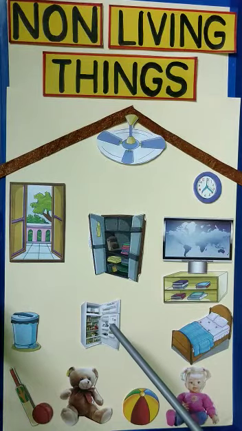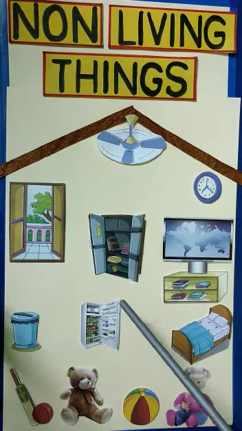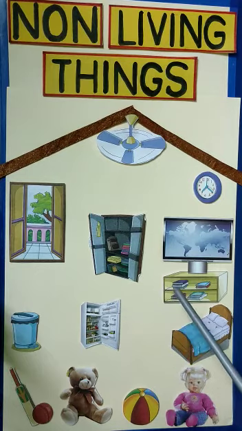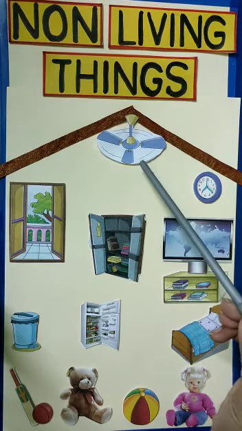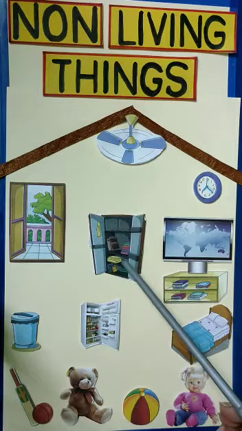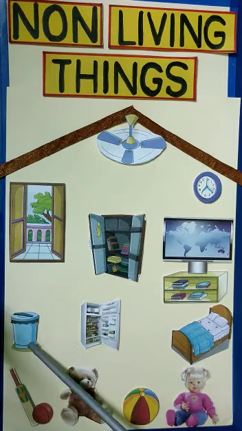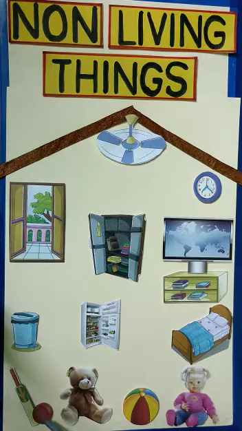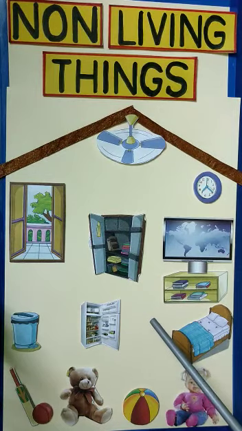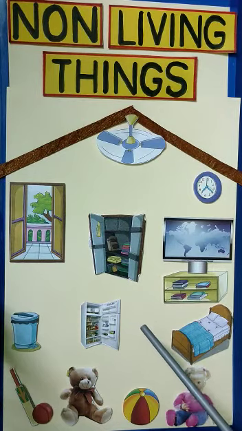Let's see some more examples. As you can see, there are different types of things in a room. Fan, clock, cupboard, television, books, dustbin, refrigerator, bed, bat and ball, and different types of toys. All these things are non-living because they cannot move without help and they remain as it is without a change.